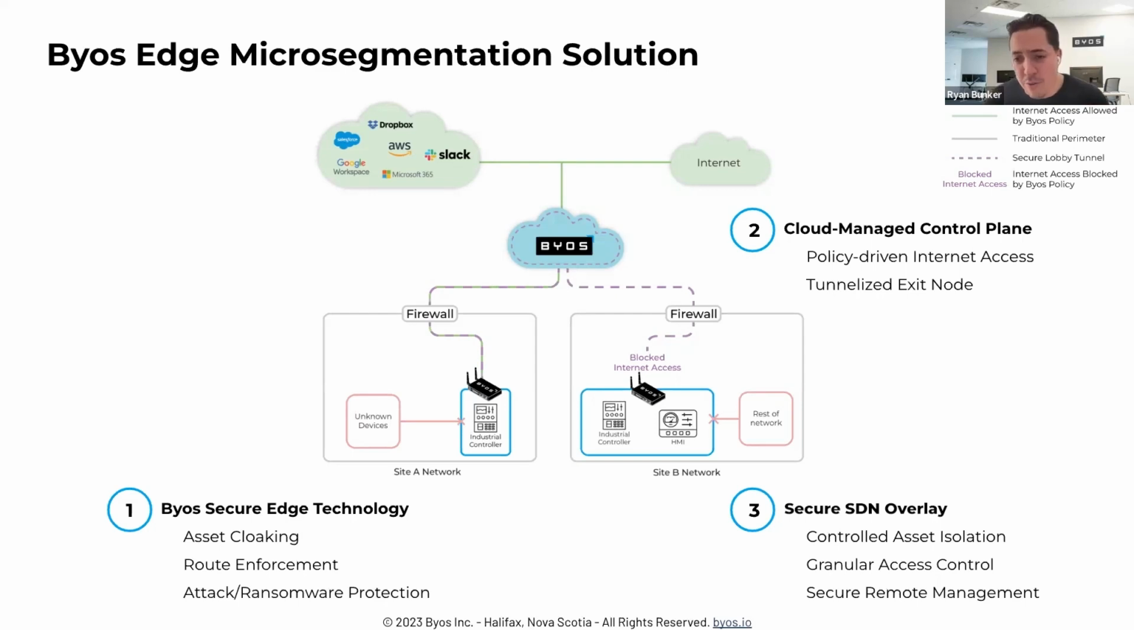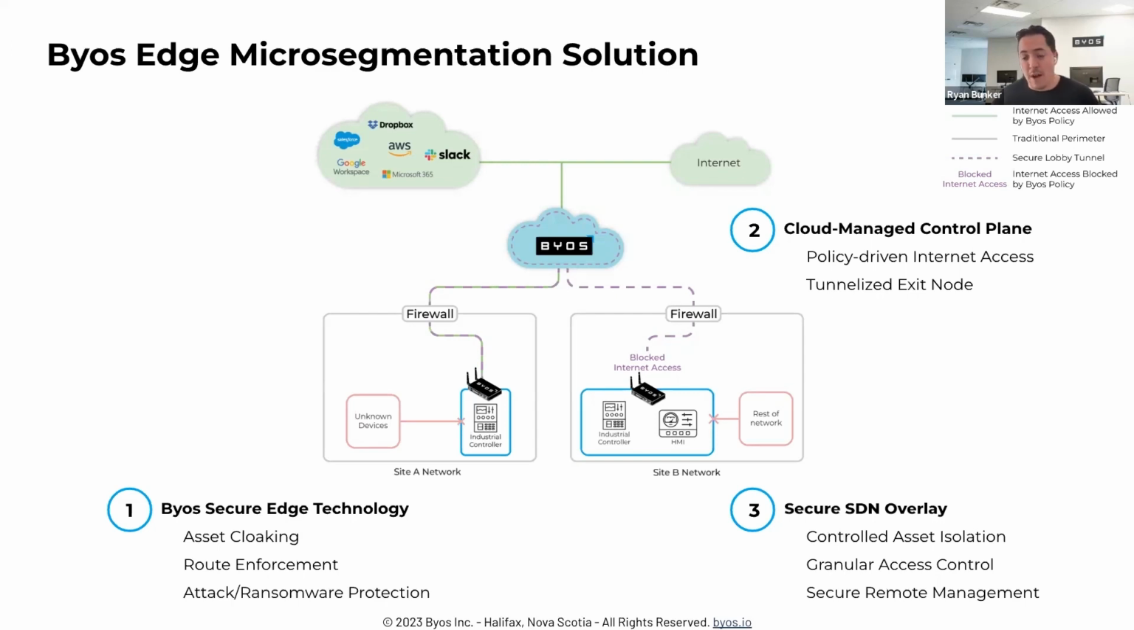From the highest level view, everything that we do here at Byos starts with our secure edge technology. This is the hardware that gets deployed in front of your assets, that cloaks your assets, making them invisible to the network. Basically, we're the hardened piece of communication interface between the asset and the rest of the network. We provide the route enforcement. We provide all the network security protections on the local network, both inbound and outbound, which we'll get to later, to isolate the assets from connecting to the network themselves, right?